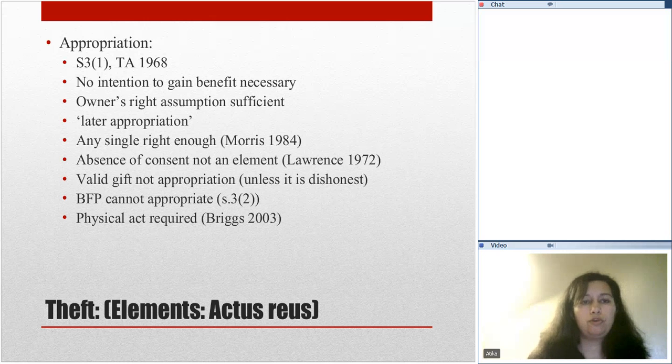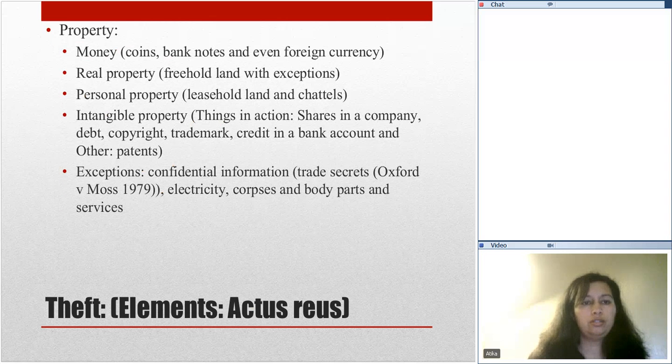Let's move on to the next slide, which is property. What is property? Property can be anything. Anything. It includes money. It includes all the real property, it includes the personal property, real or personal, including things in action and other intangible things. Money, coins, banknotes, even foreign currency is your property.